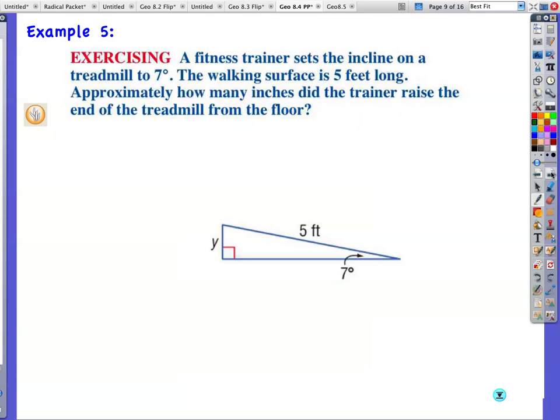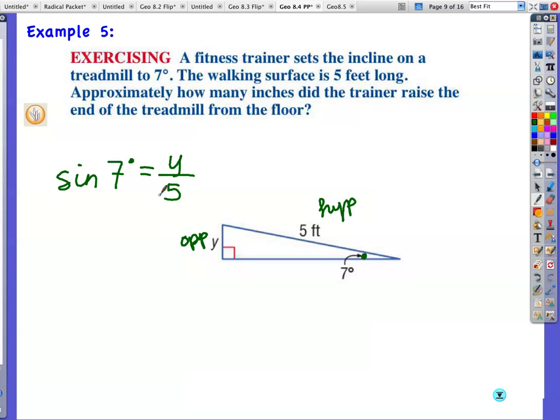Okay, now here's where we have to choose. Are we going to use sine, cosine, or tangent? So I think this is my angle that I know. This is the opposite. And this is, of course, the hypotenuse. So which of those 3, sine, cosine, or tangent, involves opposite and hypotenuse? Well, sine. It's SOH, S-O-H. So I'm going to put sine of 7 degrees is equal to y over 5.